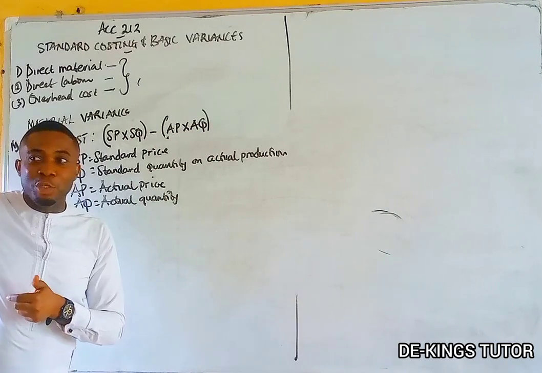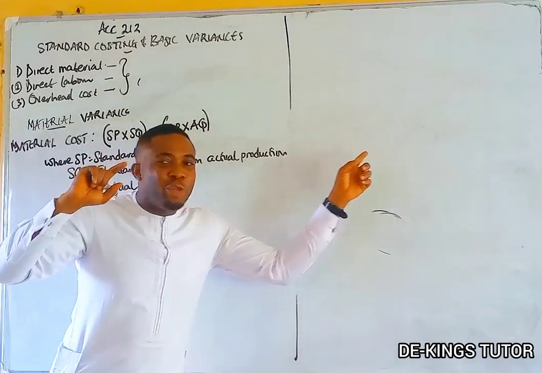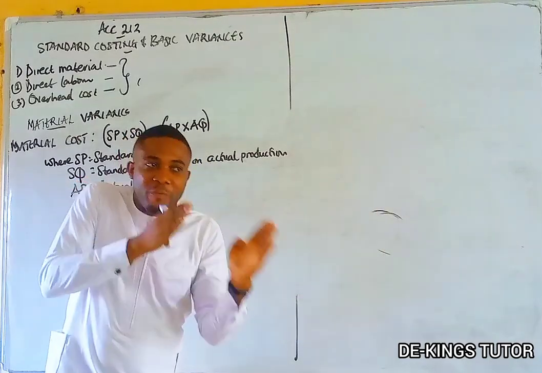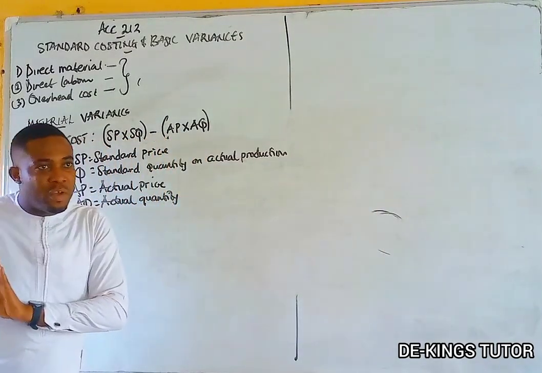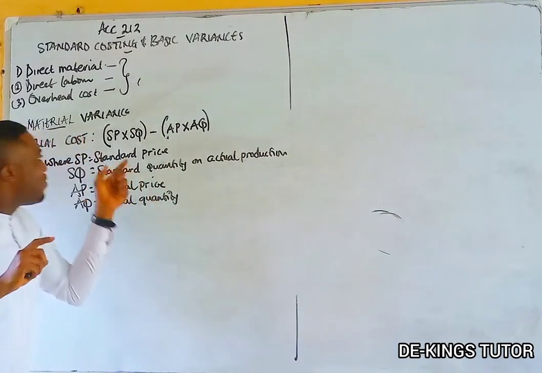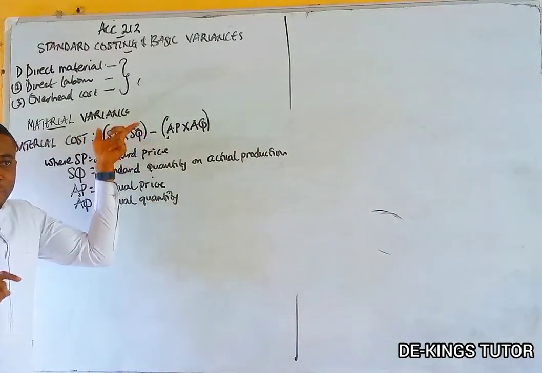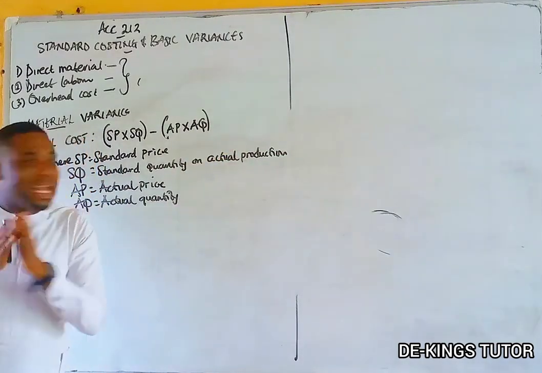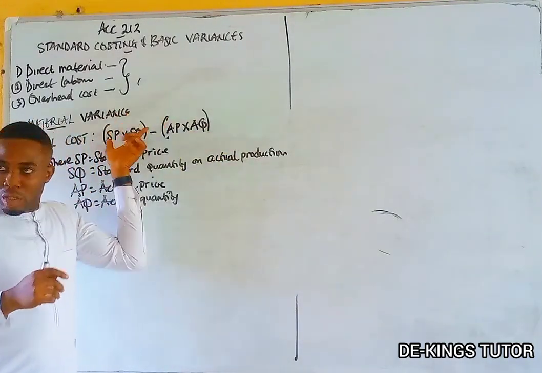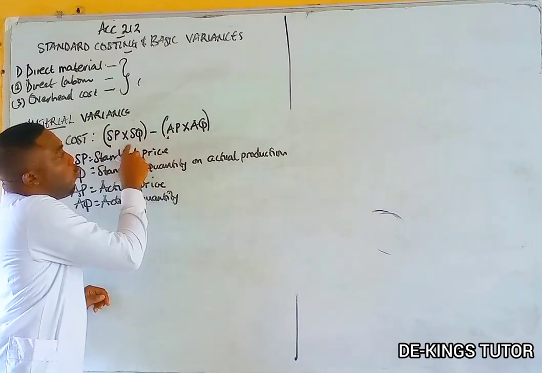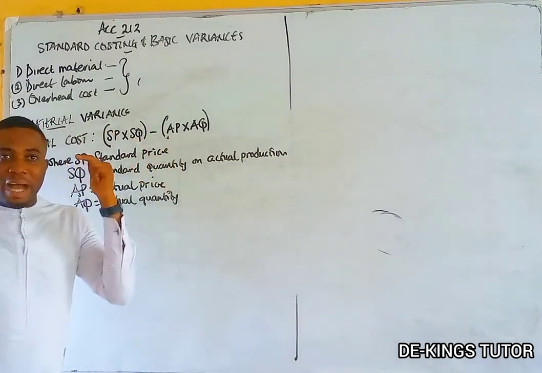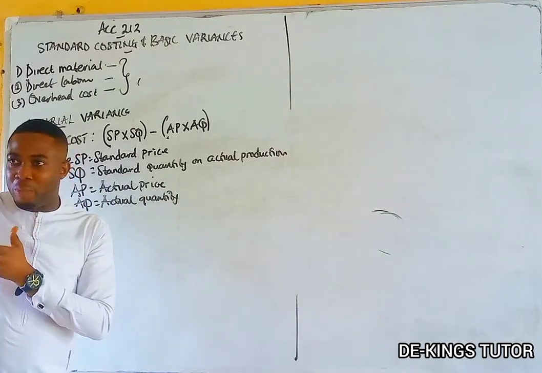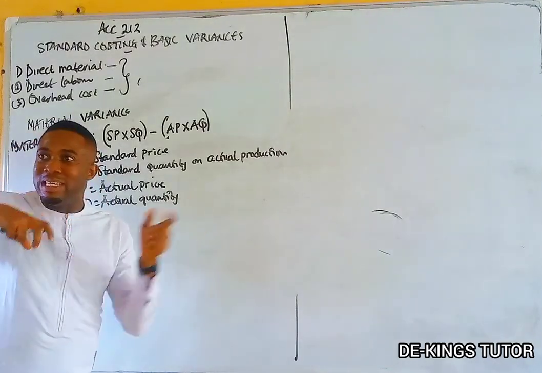Now the basic thing you should know, remember, is how do we know there's variance? And how do we know if it is favorable or unfavorable? We say it's favorable when the standard is more than the actual, and it is unfavorable when the actual is more than standard. So irrespective of where they are, once you have that knowledge of favorable and unfavorable and what constitutes that, it is still the same.